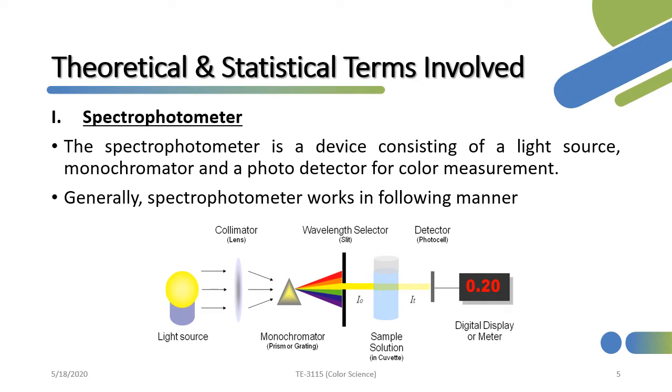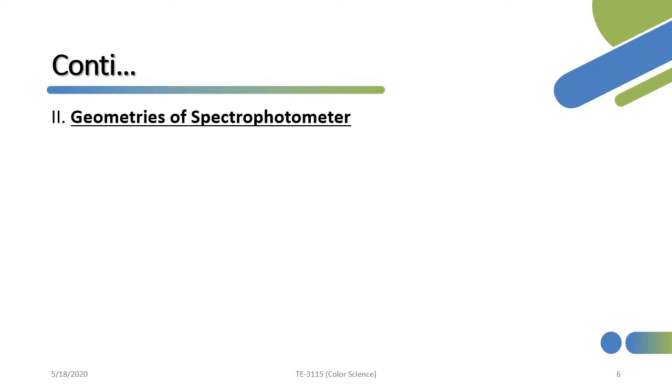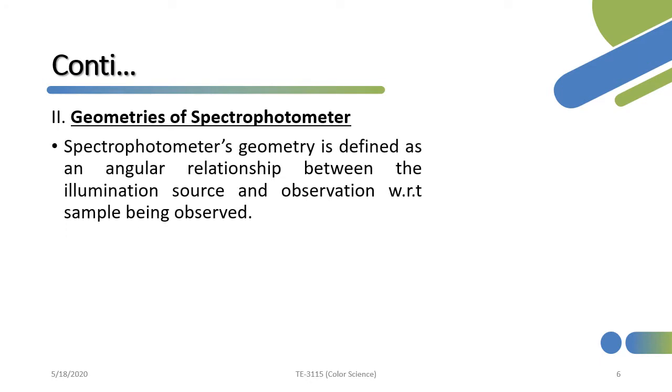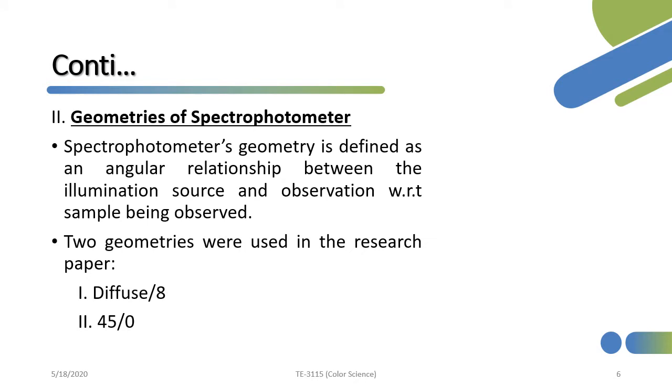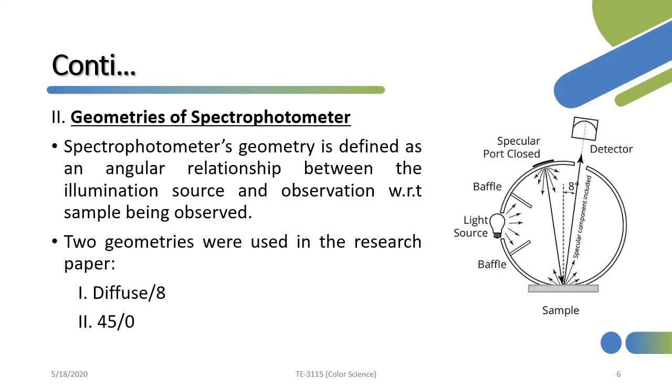These digital values are generally L, A and B values or XYZ values, or they can be LCH values. The second term is the geometry of the spectrophotometer. Basically, the spectrophotometer's geometry is defined as the angular relationship between the illumination source and observation with respect to the sample. The author used two types of spectrophotometer geometries for comparison. The first one is diffuse by 8-degree geometry, while the second one was 45 by 0 geometry. The figure shows diffuse by 8-degree geometry, where the source of illumination is diffused while the detector, which is the observation point of the spectrophotometer, is at 8 degrees with respect to the sample.